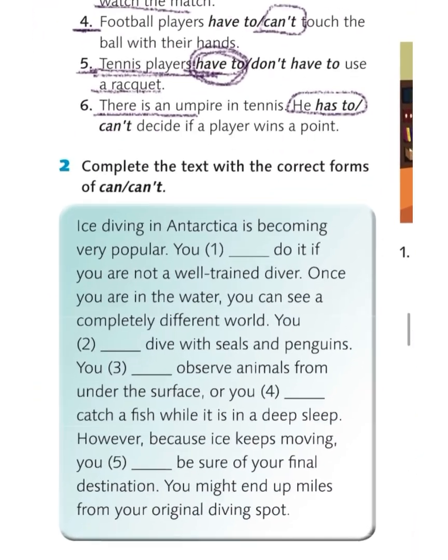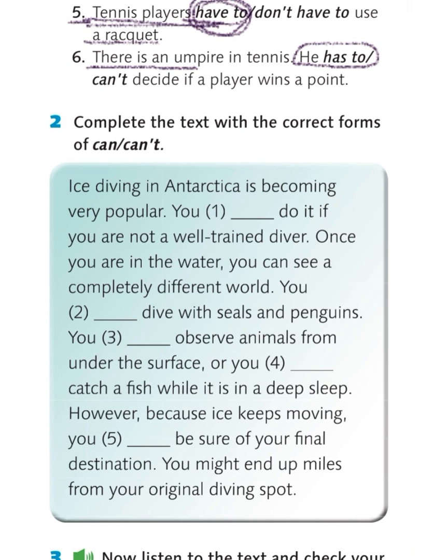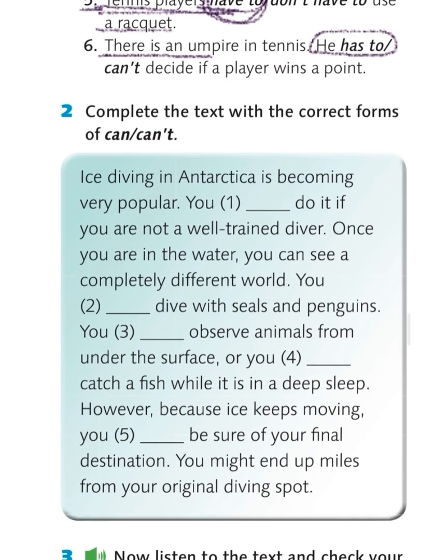طيب, exercise number 2. Complete the text with the correct forms of can't and can. يعني you have to complete the text with can or can't. نحط can or can't. First, I'm going to read the text and then we have to answer. يلا. We want to talk about ice diving. Ice diving يعني الغوص. رياضة الغوص تحت الجليد.